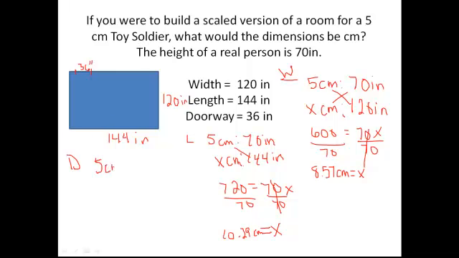Start off with the exact same ratio again. And I'm dealing with 36 inches. And again, centimeters is my x. So now 36 times 5 is going to give me a value of 180 equal to, again, 70x. Divide by 70 once more. And x will equal 2.57 rounded.